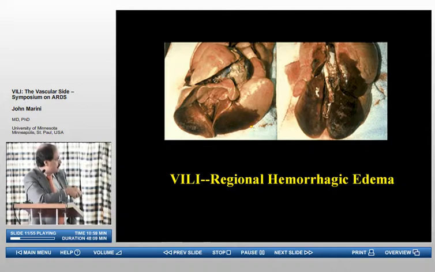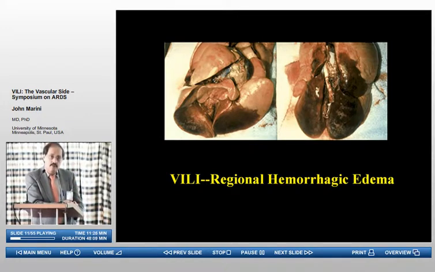Whereas in the dependent zones where collapse and reopening, and certainly the high forces of inflation might be expected to be greatest, we found bleeding, we found hemorrhagic edema. These were inflated lungs at 20 centimeters of water PEEP after the atelectasis had been taken away. So it might just be that it's collapse and reopening that's the important thing.